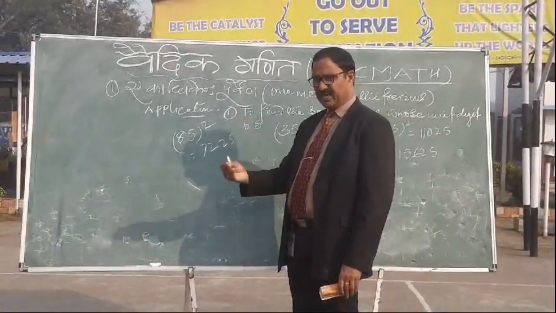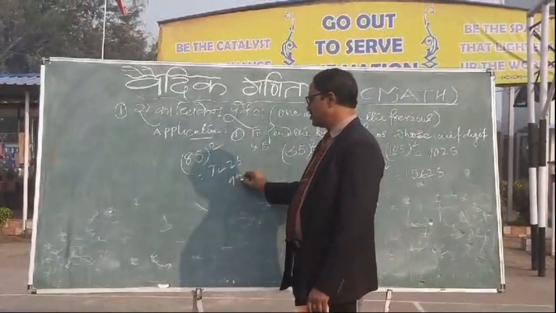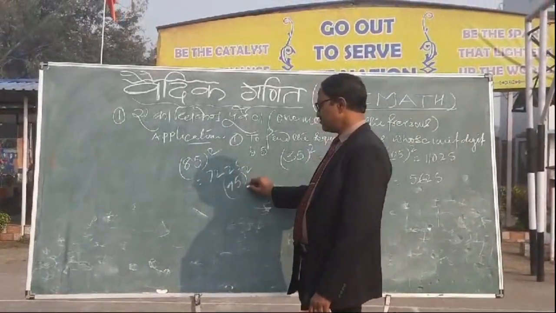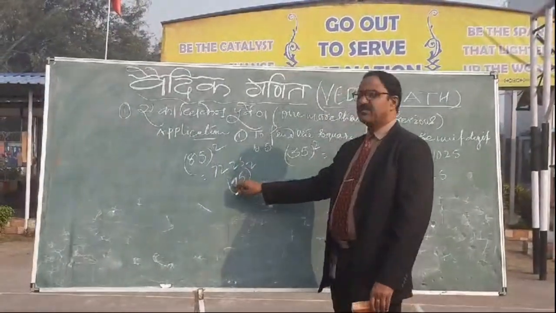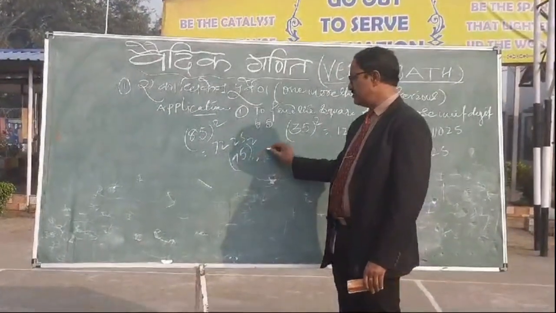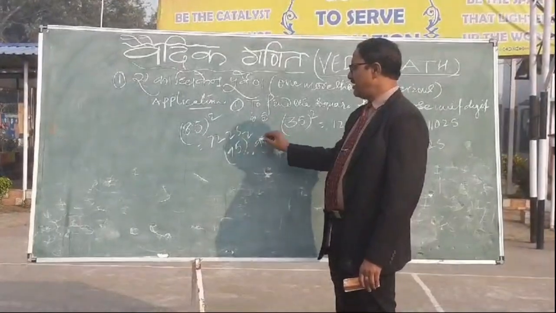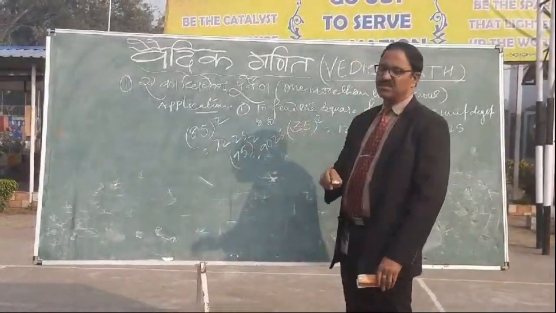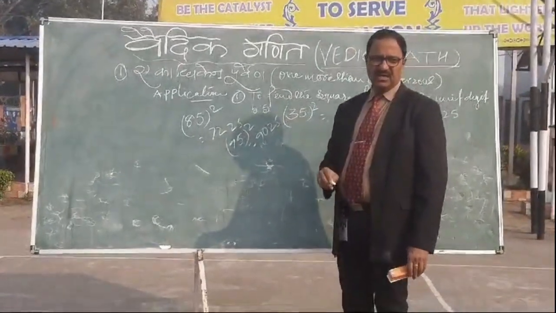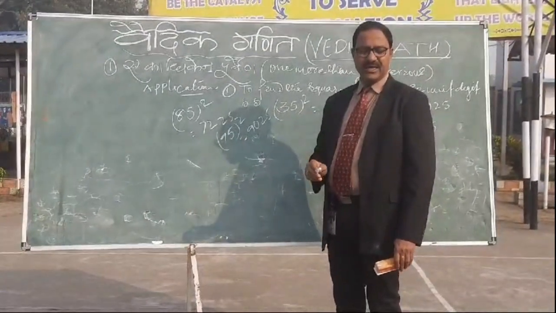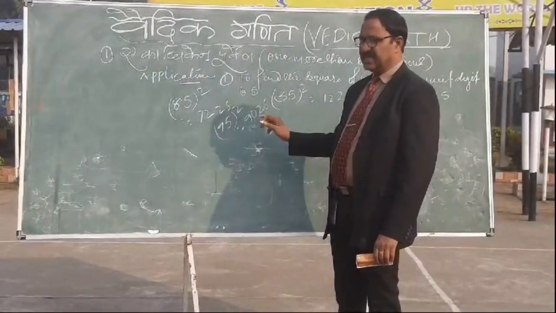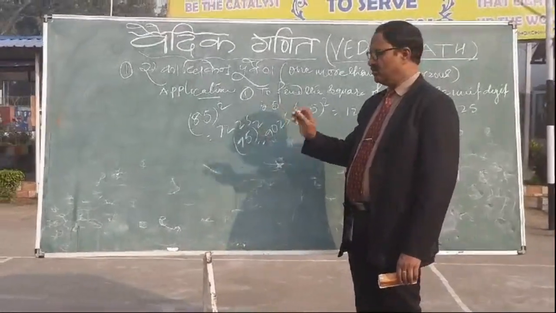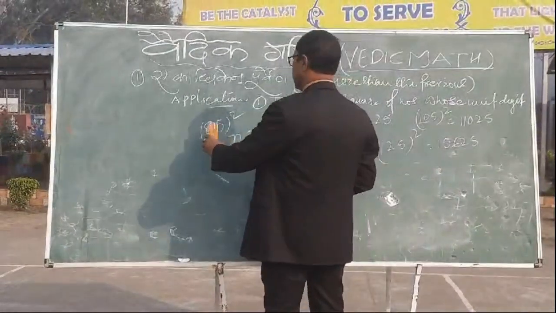Yes, you again do faster, that is 95 square. What is this? 9 multiplied by 10. That is 90. And 5 square is 25. So simple. So this is the application of Ekadhikena. Okay? Is it clear to you all? Yes, sir. No problem. Now the next application.